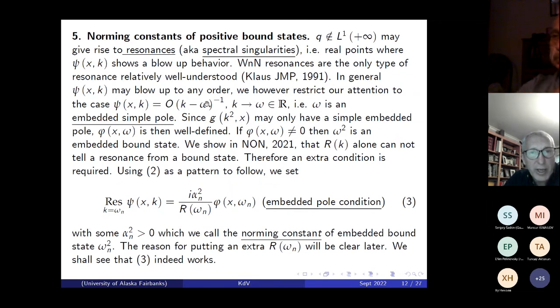More specifically, the Jost function has a pole type singularity, a real singularity at omega, and its residue. It's not exactly the residue, I would say it's the limit at this point multiplied by k minus omega, but you can treat it as a residue. It is related to the Weyl solution at minus infinity by the following formula. I call this condition the embedded pole condition.